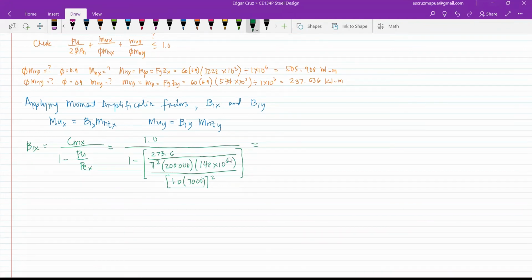That is the IX. Now, anong unit nung PX natin dito sa ilalim? Okay. So ang lalabas kasi dyan sa ilalim is megapascal, tapos this is mm to the 4th, diba? Tapos this is mm square. So ang lalabas dito sa ilalim would be newtons. So to make it kilonewton, kasi kilonewton yung dito sa ibabaw. So ang gagawin natin dito is i-divide natin siya by 1 times 10 to the 3 para siya maging newtons din. Okay?